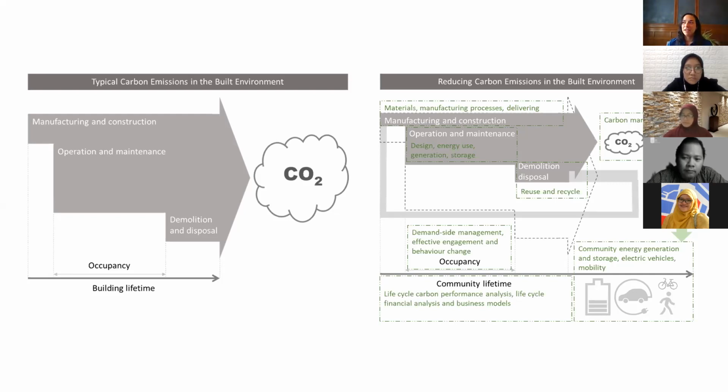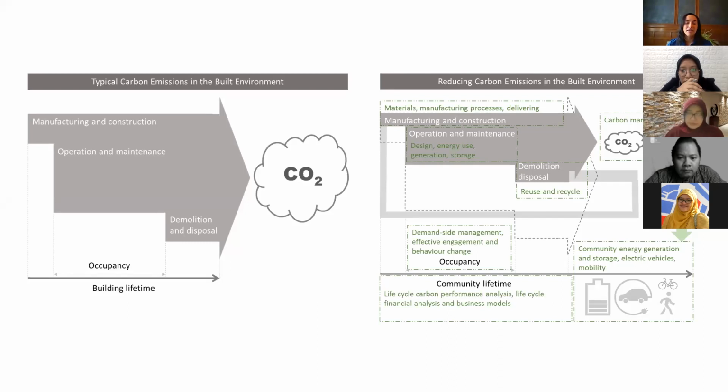If you look to the right, there are some ideas of things that you could be tackling to reduce the carbon emissions of the built environment. For example, you could be looking at the manufacturing process and the materials and delivery to try to reduce how much carbon is released when it's being sourced, when it's being manufactured, when it's being placed on site, when people are coming and going from your site and being transferred to construct and so on. With operational maintenance, you have to look at the design, the energy use, look at generation and storage within the building.